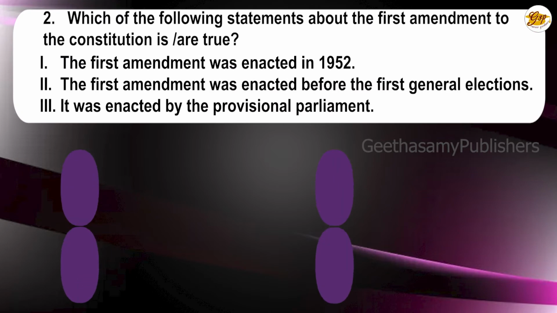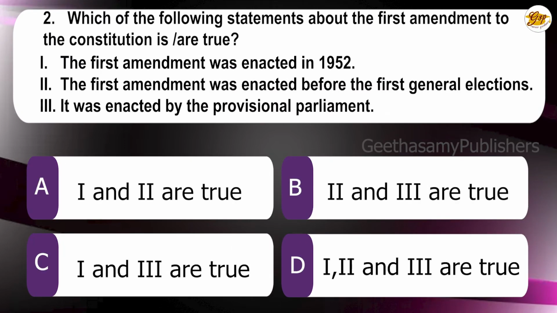Second question. Which of the following statements about the first amendment to the Constitution are true? 1. The first amendment was enacted in 1952. 2. The first amendment was enacted before the first general elections. 3. It was enacted by the provisional parliament. A. 1 and 2 are true. B. 2 and 3 are true. C. 1 and 3 are true. D. 1, 2 and 3 are true. The correct answer is B. 2 and 3 are true.